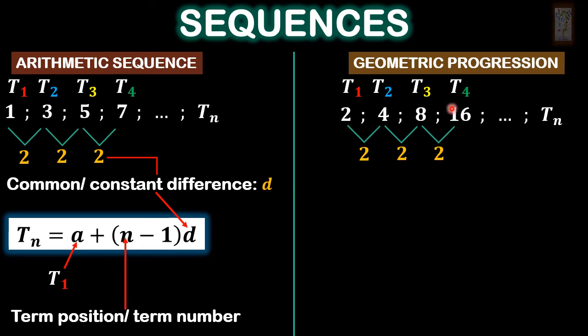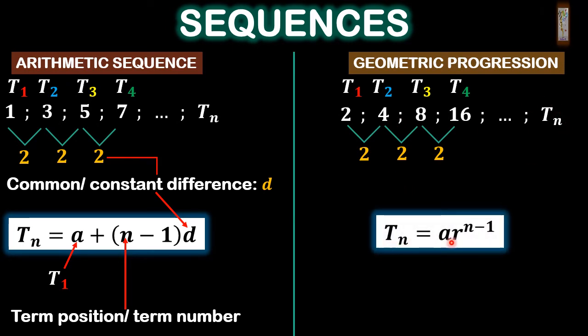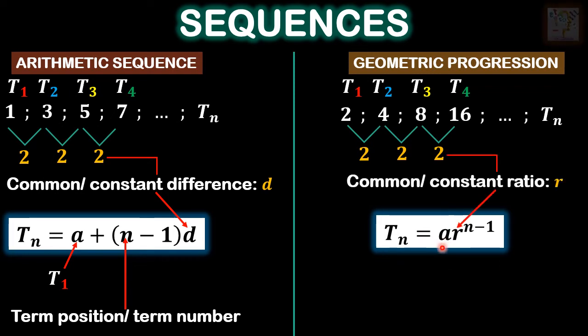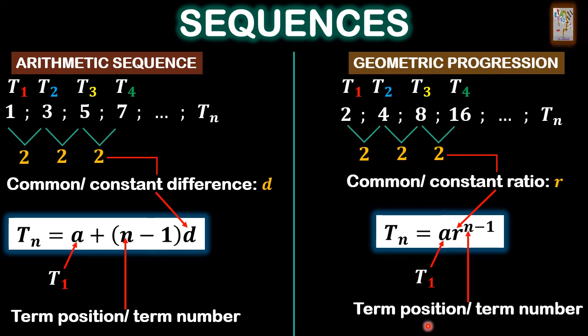But when you talk about geometric progression, the general term is given by Tn is equal to ar exponent n minus 1. The parameters still mean the same thing. When you see your a, you know you are talking about term number 1. But when you see the r, it is no longer the common difference, it is now the common ratio. And you know why by now. Your a is still T1, and your n is still the term position or term number.